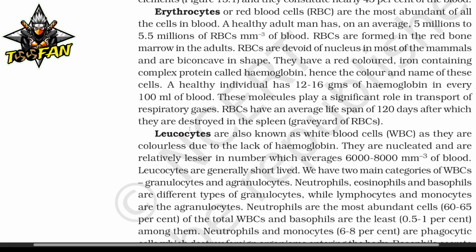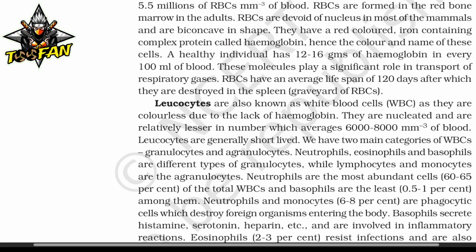Leukocytes are also known as white blood cells. They are colorless due to lack of hemoglobin, they are nucleated and relatively lesser in number, which averages 6,000 to 8,000 per mm³ of blood. Leukocytes are generally short-lived. We have two main categories of WBC, granulocytes and agranulocytes. Neutrophils, eosinophils and basophils are different types of granulocytes, while the lymphocytes and monocytes are the agranulocytes.